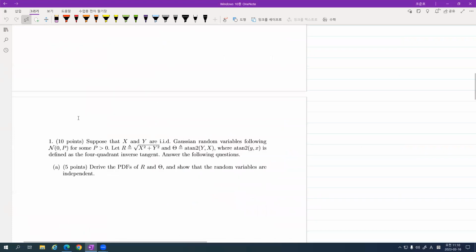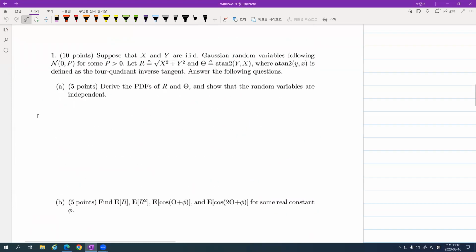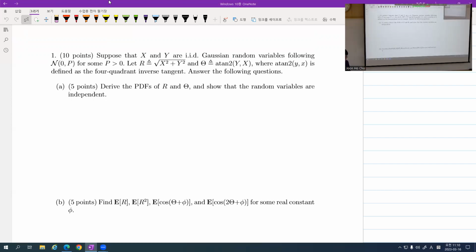So this is the problem. You have two real random variables, x and y. And x and y are IID, zero mean, and the variance is P. And we define two random variables from x and y. Here R is the square root of x squared plus y squared. And theta is arctangent 2, and some of you have seen it from MATLAB programming or some other definitions. Somebody never seen it, but I believe this quiz was a good chance for you to educate yourself. Anyway, this theta is the angle of the point x comma y.